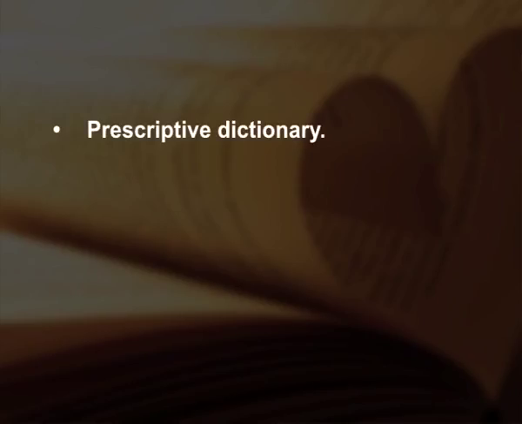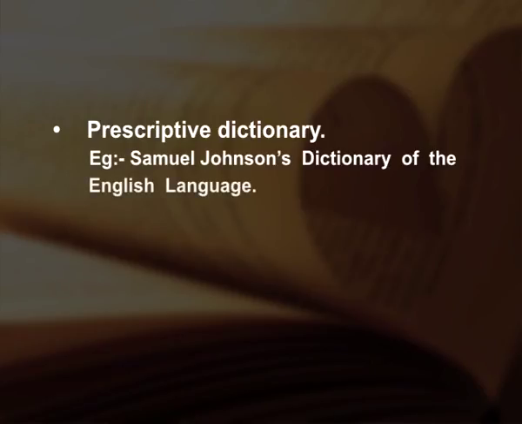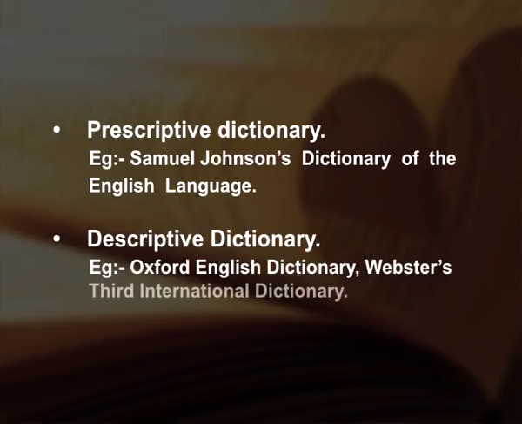They may be classified into three groups according to their purpose, size and user's age. Based on purpose, it is divided into two. Prescriptive dictionary. Example, Samuel Johnson's Dictionary of the English Language. Descriptive dictionary. Example, Oxford English Dictionary, Webster's Third International Dictionary.